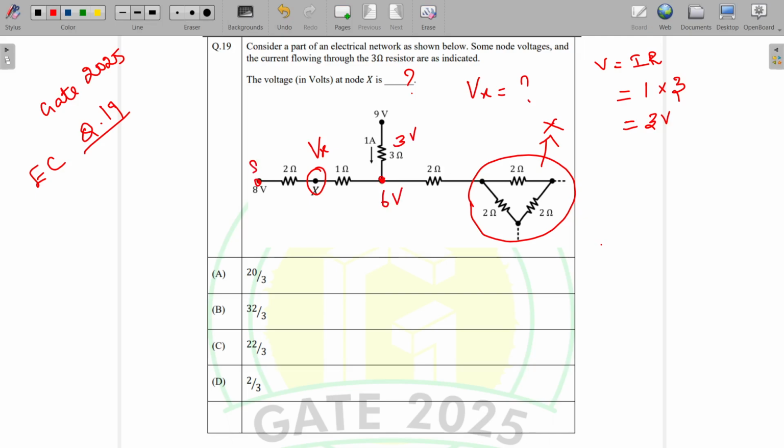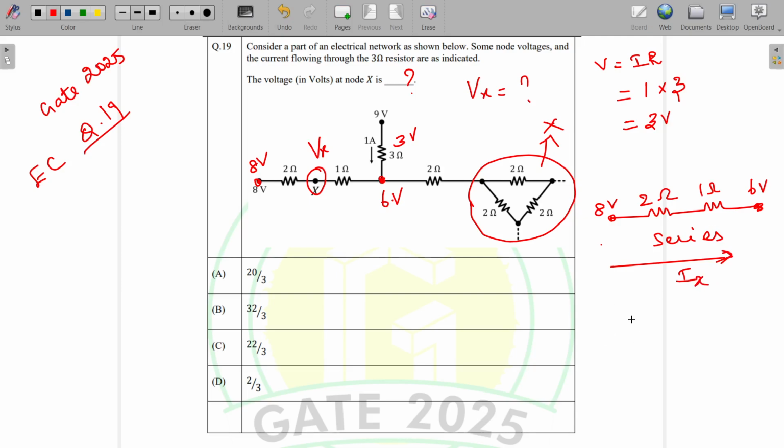This point is 8 volts and this point is 6 volts. So here you have these two resistances, with the starting point at 8 volts and the ending point at 6 volts. Here you have a 2 ohm resistance and a 1 ohm resistance. They are connected in series, right? So the same current will flow through them. We can take this current as some Ix, right?